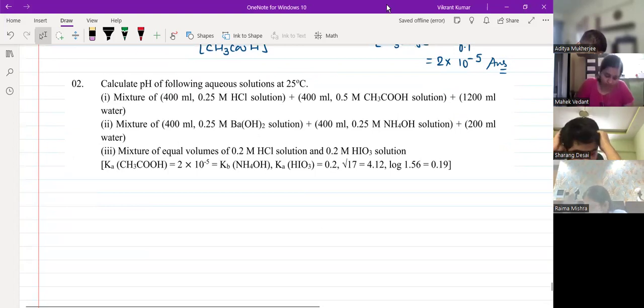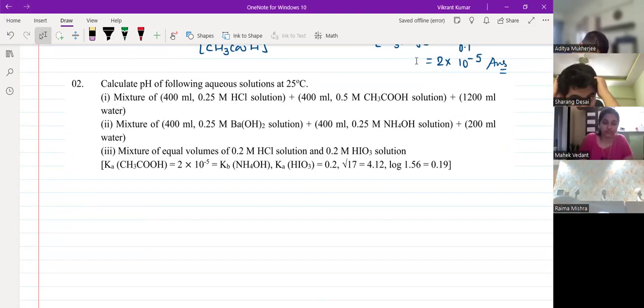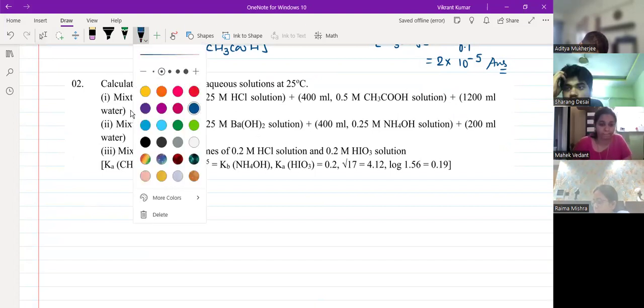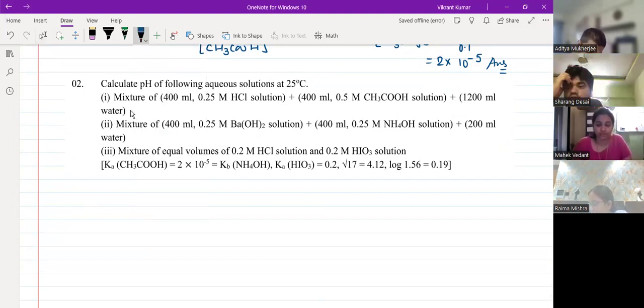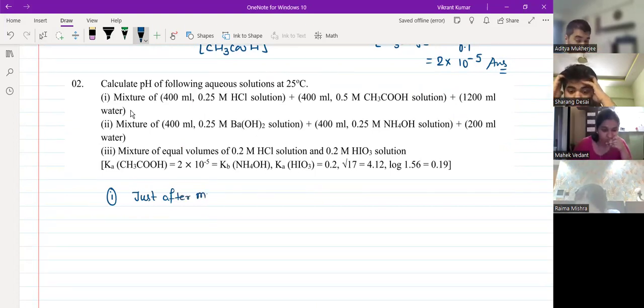Like I told you, whenever they are giving you some solutions which are getting mixed, first calculate what will be the concentration of these substances after the mixing. So like in the first question, if I have to calculate what was the concentration of HCl when we are mixing these, I'll always write that just after mixing, what kind of concentrations we are getting.